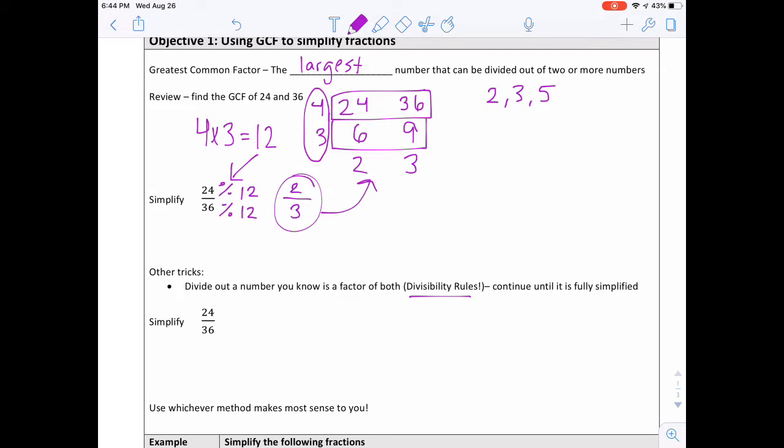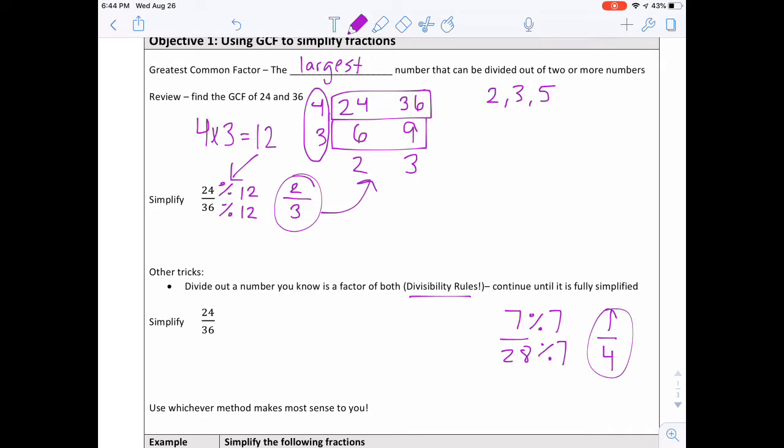Now, one thing to keep in mind. If you have a number such as 7 over 28, you can't divide a 2, 3, or 5 out of both those numbers, but it's not fully simplified. You must look to make sure that you cannot divide out another number, such as 7. In this case, it would be 1/4.